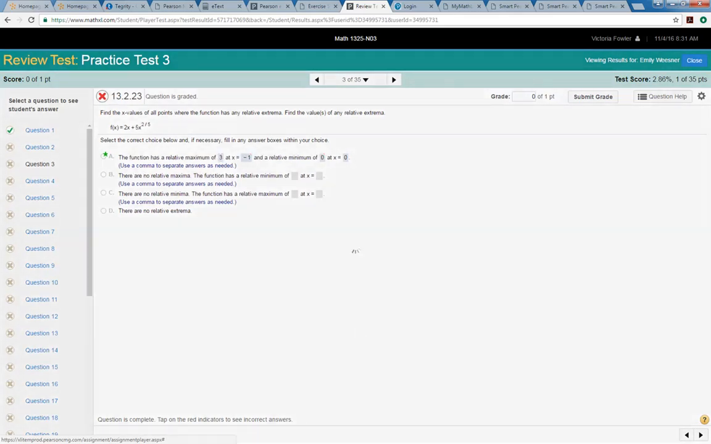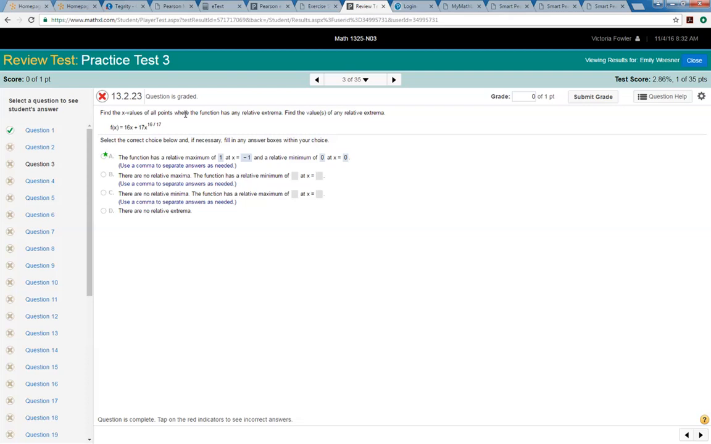You can see each time you click on it, it cycles through a variation covering the objective where we see a rational exponent. The question was, how do we take the derivative of this function? That's a good question because it says find all x values of all points where the function has relative extrema, and then find the value of the extrema.